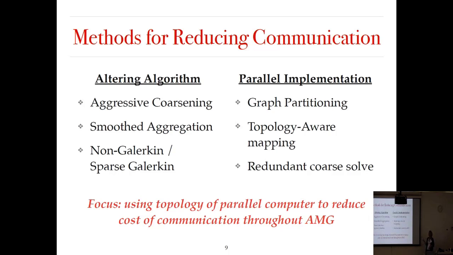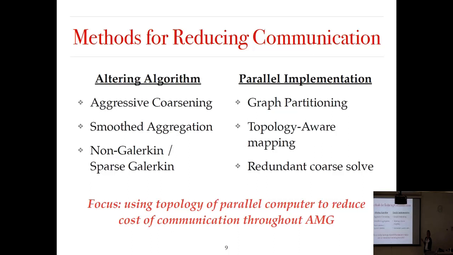You can also alter the parallel implementation. So you can use graph partitioning and topology-aware mapping to reduce the number of edges split between processes and also reduce the hop count that messages have to go. You can repartition the matrix later on in the hierarchy to rearrange and only use a subset of the processes. You can do a redundant coarse solve. So on the coarsest level, when you're actually using a solver like Gaussian elimination, a lot of times all active processes gather the full problem that's remaining, and each of them solves it independent of the others to reduce communication.